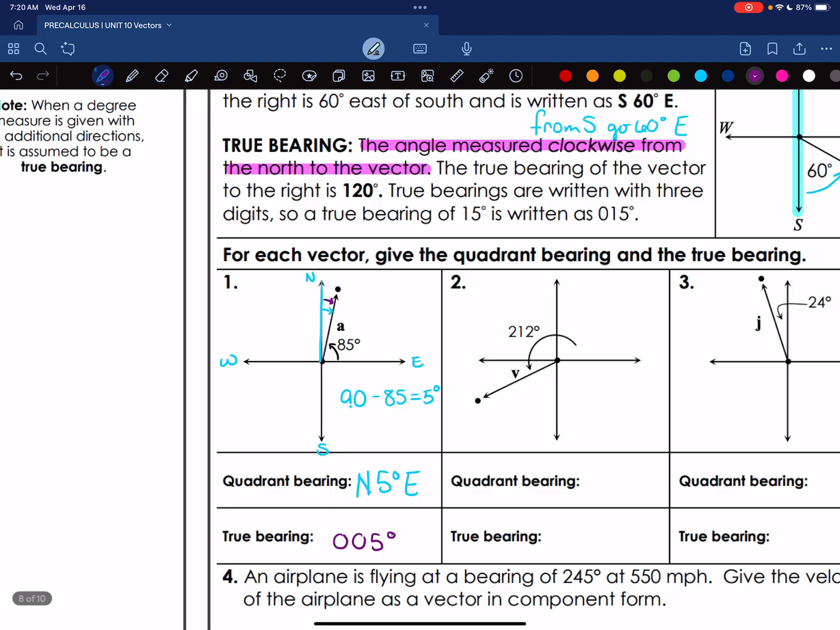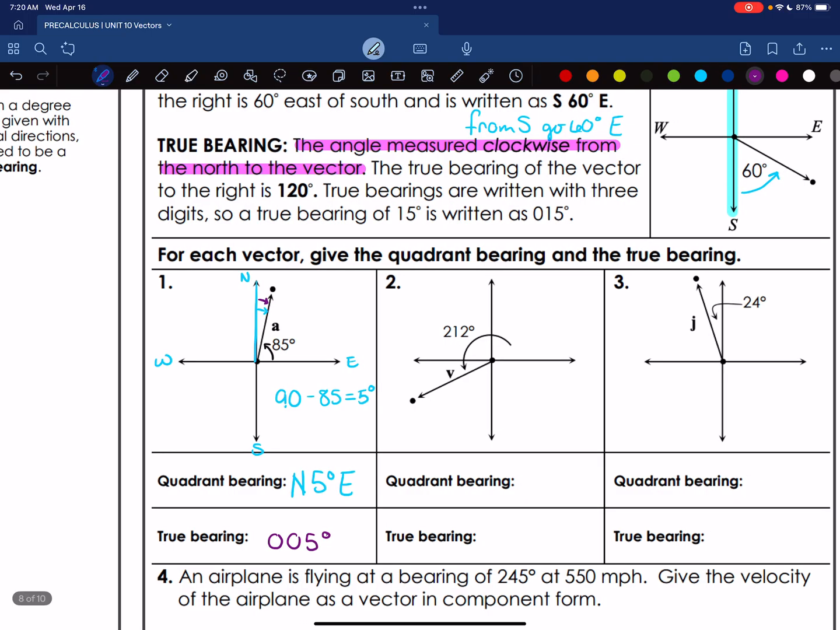Okay, let's look at example 2. What is going to be our quadrant bearing here? We're going to be measuring from our vertical axis, so either from north or south. Which one is it closer to? It's closer to my south axis. I'll be able to create an acute angle if I go from my south in that westward direction. Now, how many degrees is that going to be? Let's see if we can figure this out.